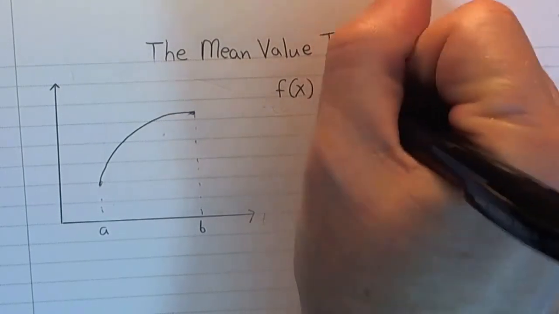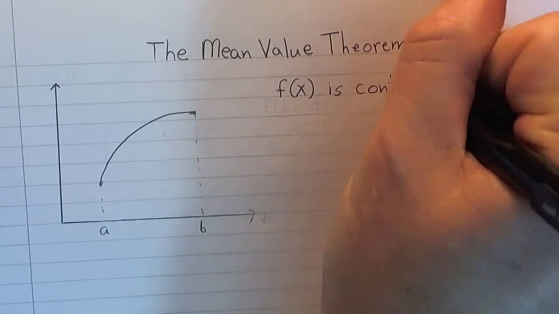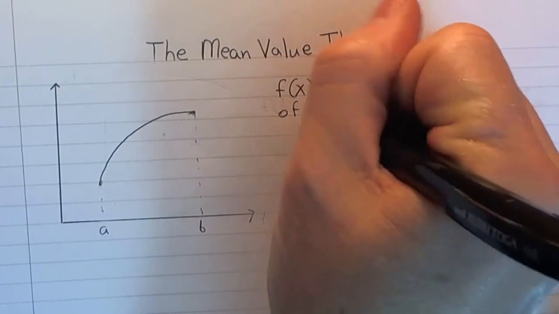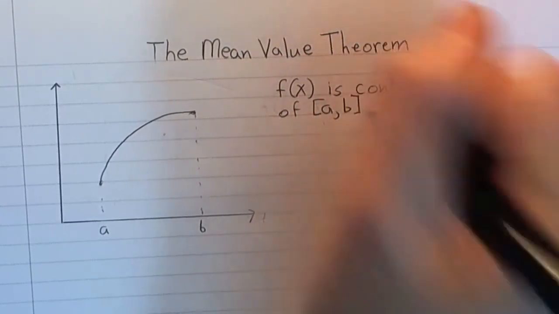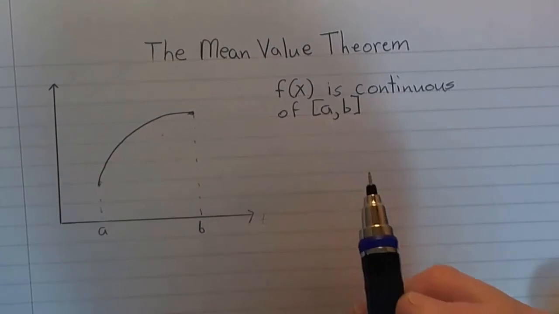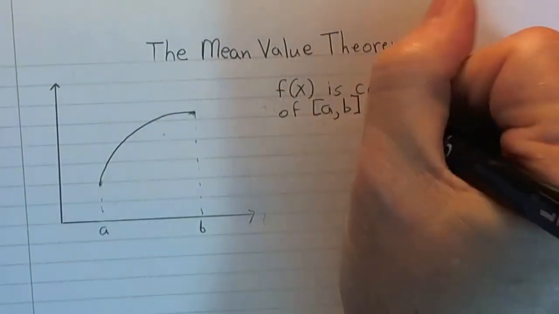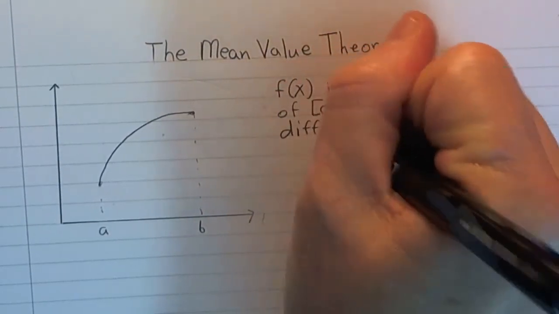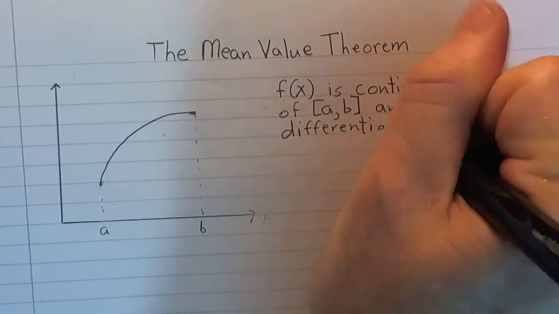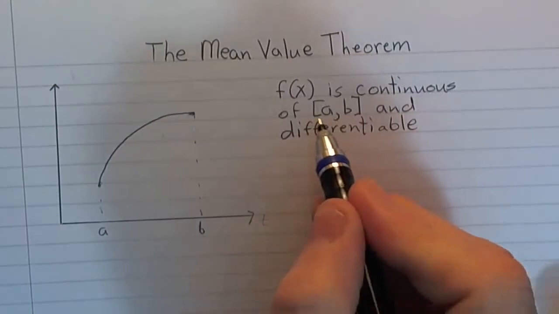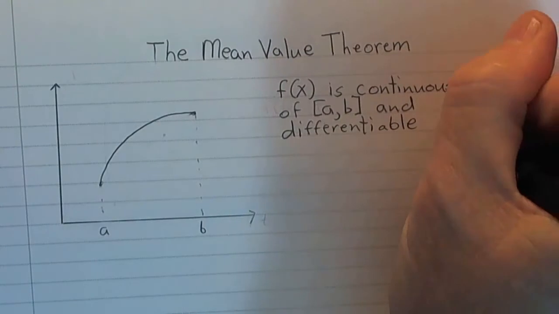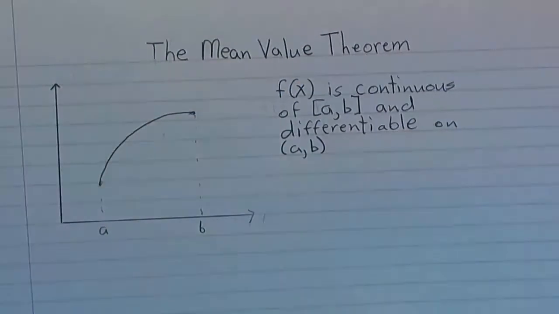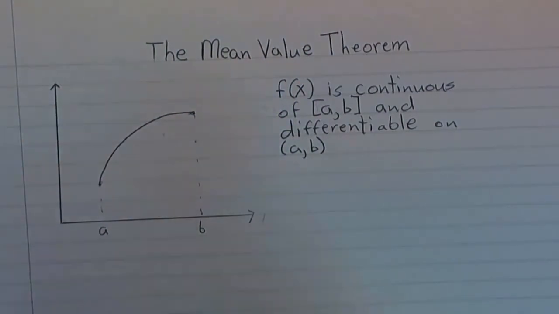Let's suppose that it's continuous on a closed interval AB. Okay, so I've drawn you one here. It's continuous on this closed interval AB, and further, it's differentiable on that same interval, except maybe not at the endpoints. In other words, it's differentiable on the open interval. Okay, so maybe it's not differentiable at the endpoints.